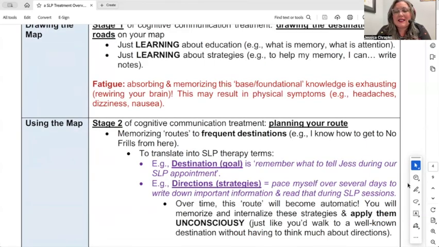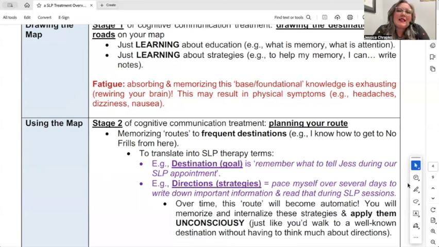After stage 1 is completed, we know our destination. We know where we want to get to. We have an idea of what's going on, and we have tools and strategies that we have learned about for how to get there. So the buildings are on our map, and we've now drawn the roads to get there. Stage 2 involves practicing using the map. So we are planning the route we need to take to get to our destination.